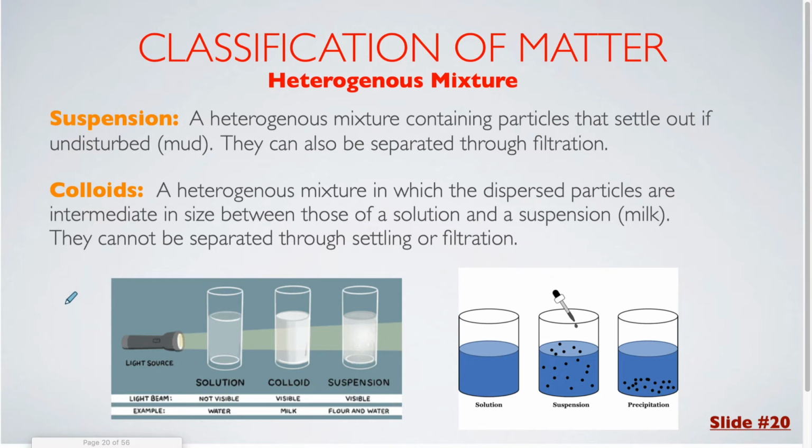A colloid is a heterogeneous mixture in which the dispersed particles are intermediate in size between those of the solution and the suspension. A good example of that would be milk. They cannot be separated through settling or filtration.